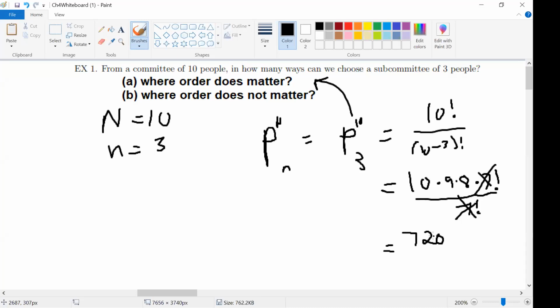So 10 minus 3 is 7. So our denominator is 7 factorial. Does that make sense, where that came from? Now, any factorial, let's say we have 10 factorial.